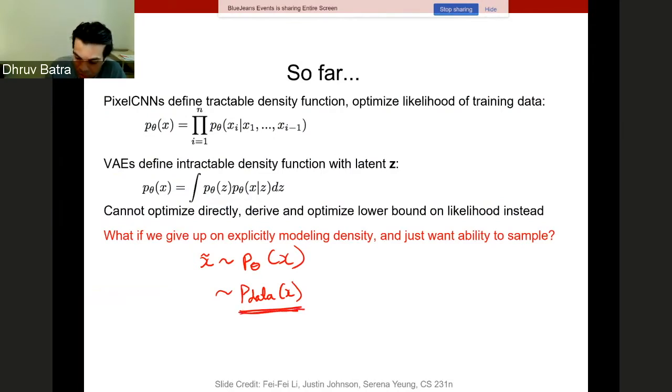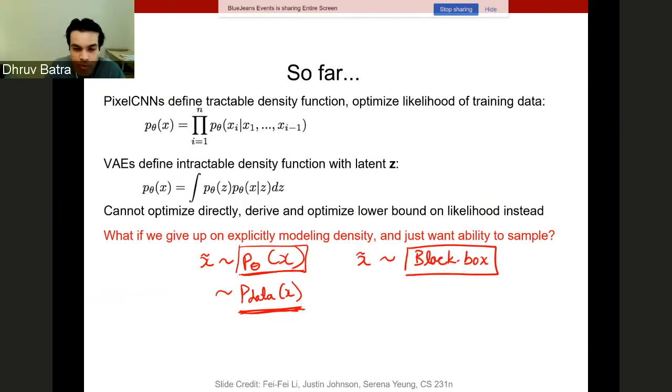So if I can sample from the data generating distribution, what if I was okay with you giving me a black box? So you do not give me a p theta, you give me a black box. So x tilde is coming from a black box function that I don't know what happens inside it.